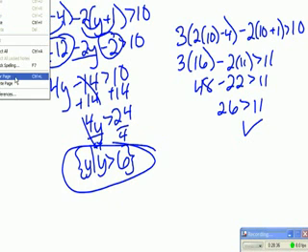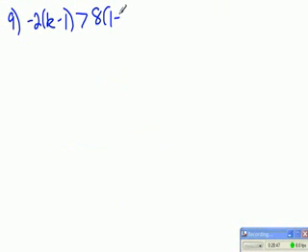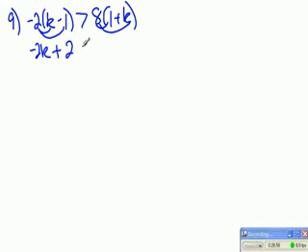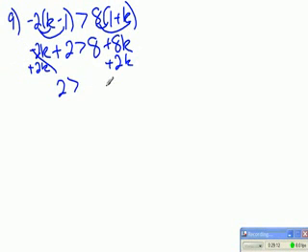On to number 9. Number 9, we have negative 2 times k minus 1 is greater than 8 times 1 plus k. Distributive property is going to come first, twice again. Negative 2 times k is negative 2k. Negative times a negative is positive. 2 times 1 is 2. 8 times 1 is 8. 8 times k is 8k. I want to get all my k's together, so I choose to add 2k to both sides. I get 2 is greater than 8 plus 10k.